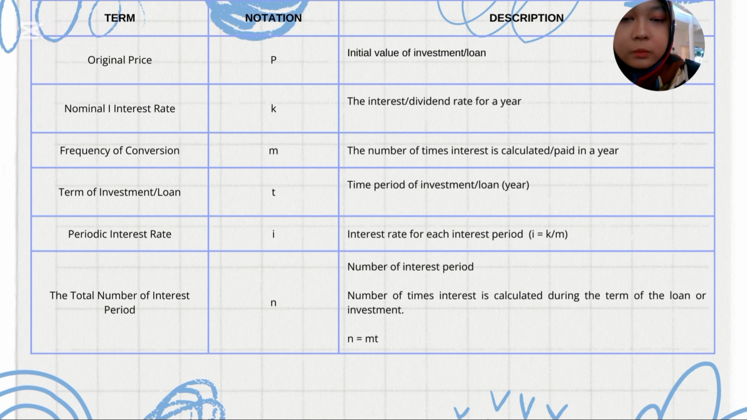The formula to find I is I equals K over M. And lastly, the total number of interest periods, which is N, the number of times interest is calculated during the term of the loan or investment. How to find N? The formula for N is N equals M times T.